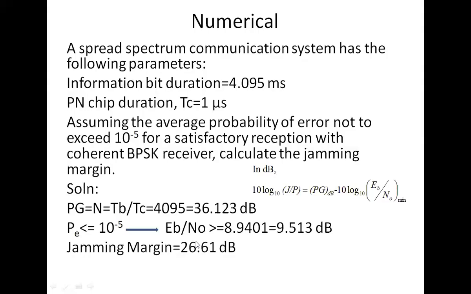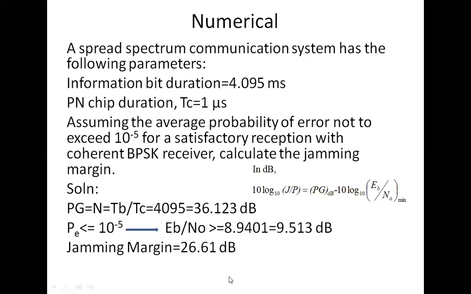Then you can verify that EB by N0 will be greater than or equal to 8.9401. And if you put it in dB, that means 10 log to base 10 of 8.9401 turns out to be 9.513 dB. So what we have done, we have the value of processing gain in decibel, and we also have 10 log to base 10 EB by N0 minimum, that is 9.513 decibel. So how much is the jamming margin? Jamming margin is the subtraction 36.123 minus 9.513 dB, which turns out to be 26.61 dB.